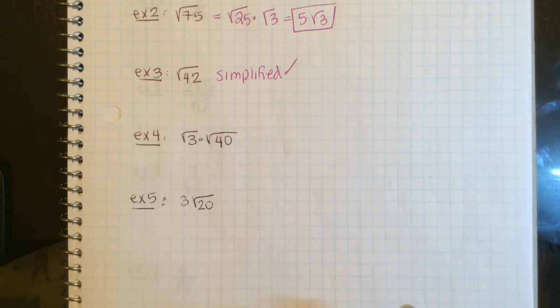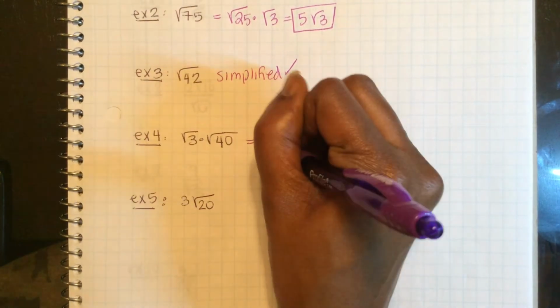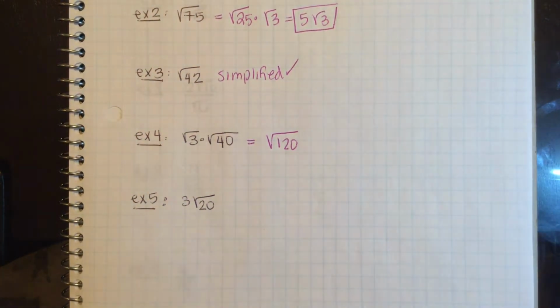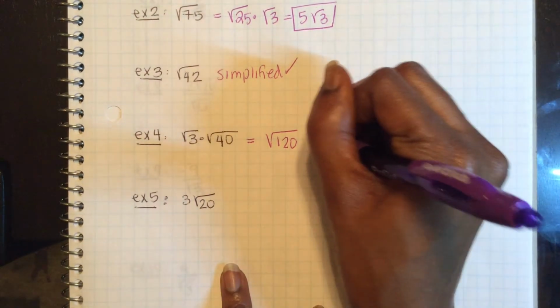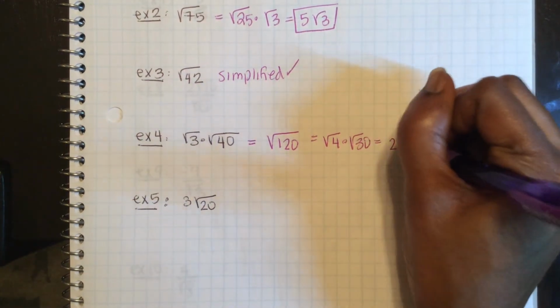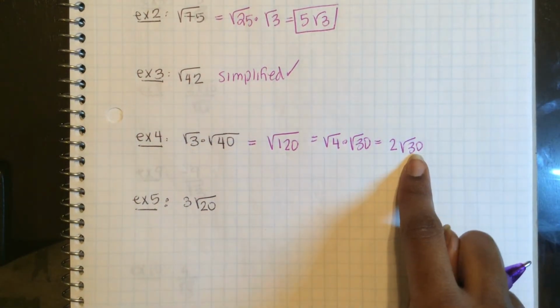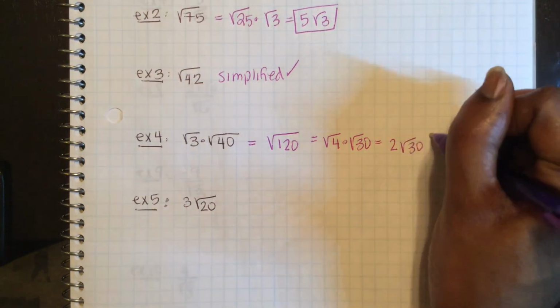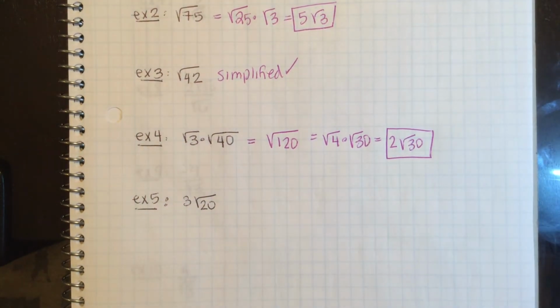Square root of 3 times square root of 40, let's multiply that together to make it one whole square root first. And now if I try to simplify this, the largest perfect square I can think of that goes into 120 is 4. And so this becomes 2 square root 30. Square root 30, no perfect squares go into 30, so that is my final answer.